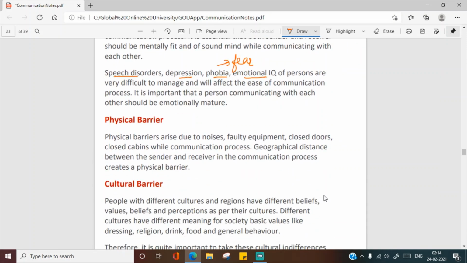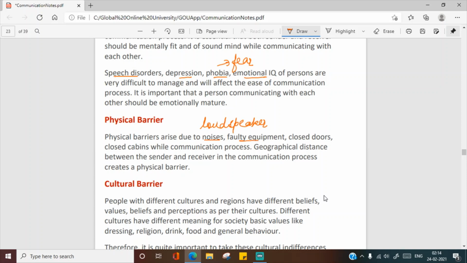Next is physical barriers. Physical barriers, as the name suggests, are something related to noise. For instance, if loudspeakers are being played, then you will not be able to communicate. Or faulty equipment, that means if you are trying to talk to someone over the phone and the equipment is not working, that is also a physical barrier.